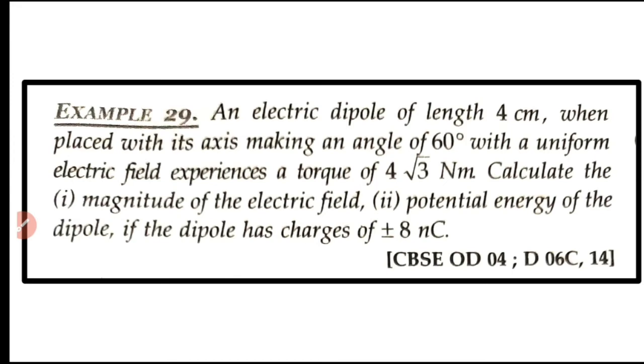Another similar question. An electric dipole of length 4 cm, when placed with its axis making an angle 60 degree with uniform electric field, experiences a torque 4 root 3 Newton meter. Calculate magnitude of electric field, potential energy of the dipole if the dipole has a charge plus or minus 8 nanocoulomb. So here the question is to find electric field.